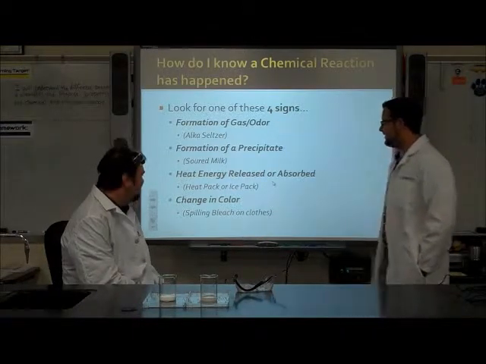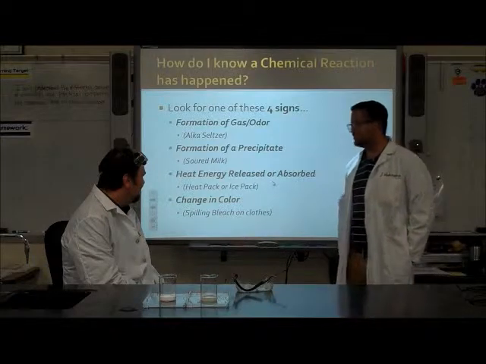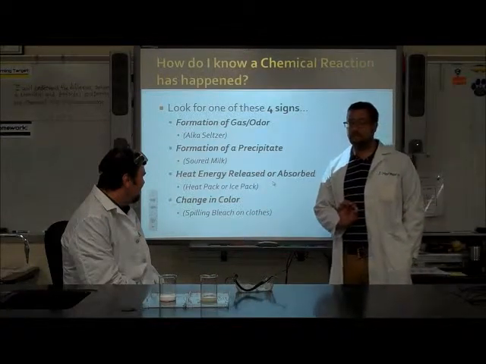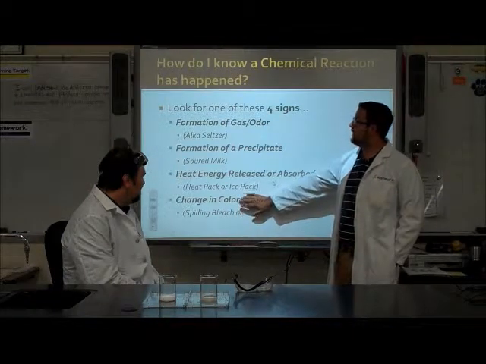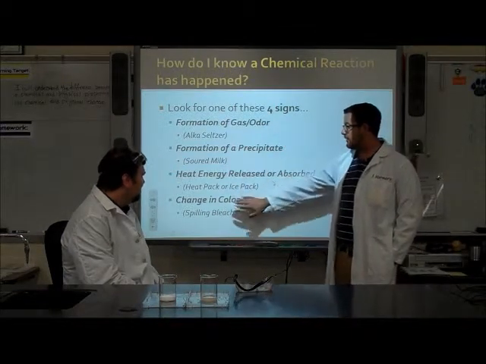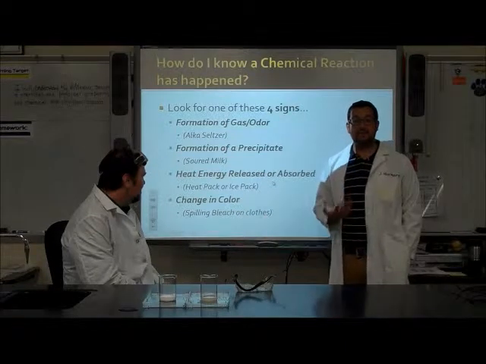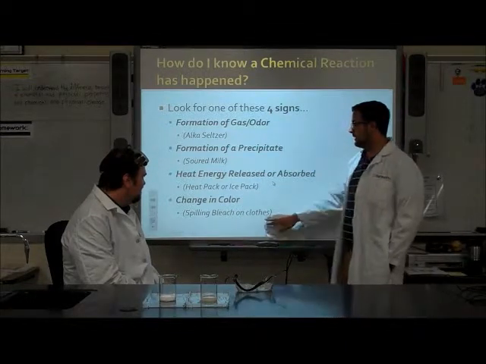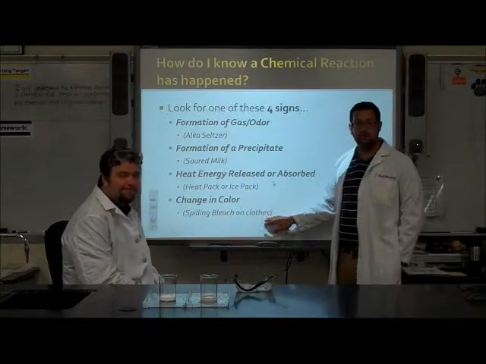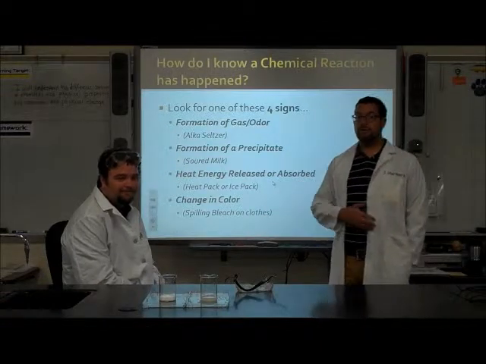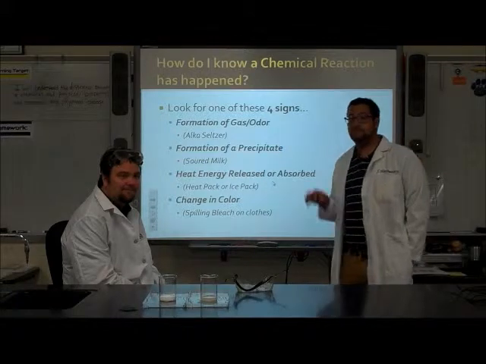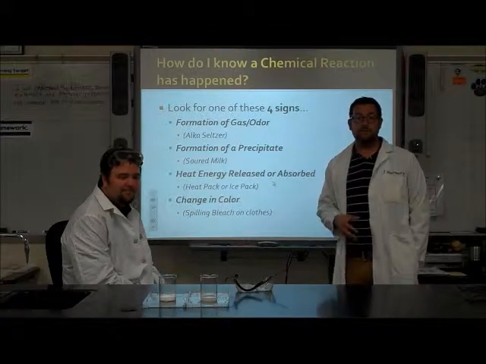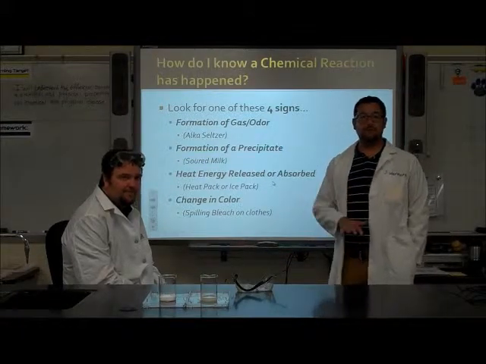Exactly. All right, and finally, change in color. This one does get a little confusing. When we say change in color and we're talking about a chemical reaction, you're looking for a change in color that isn't there before. The example here is spilling bleach on clothes. Your clothes that you put into your washing machine, maybe your favorite pair of jeans, if you accidentally put bleach in there, they're going to turn white, and that's not a color that was originally there.